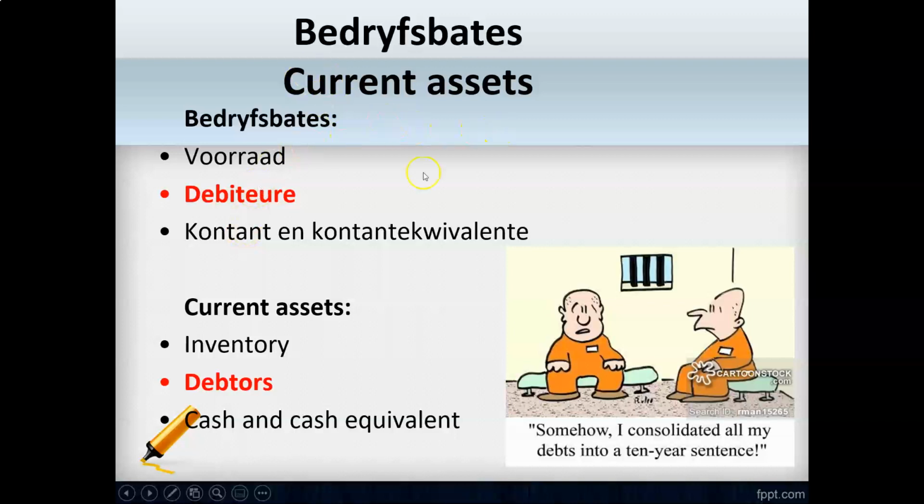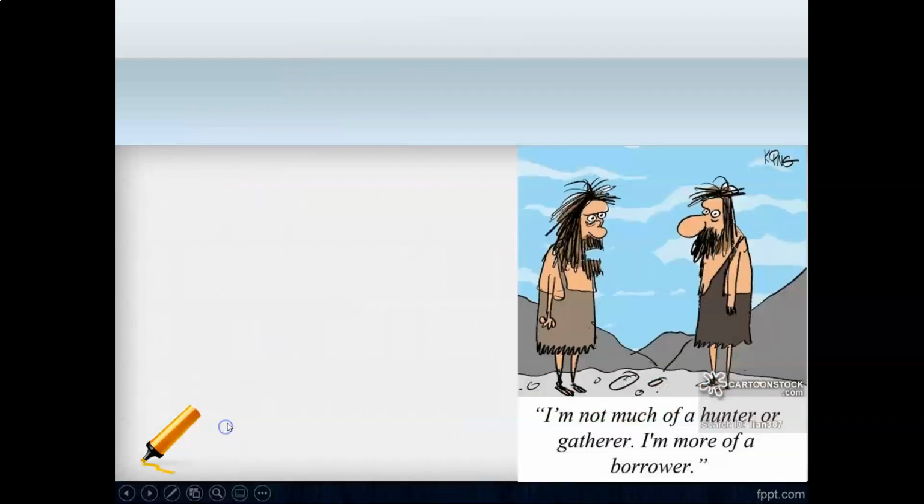Okay, now what do current assets consist of then? It will be inventory, the one that we are going to do today, trade and other debtors, and cash equivalents.